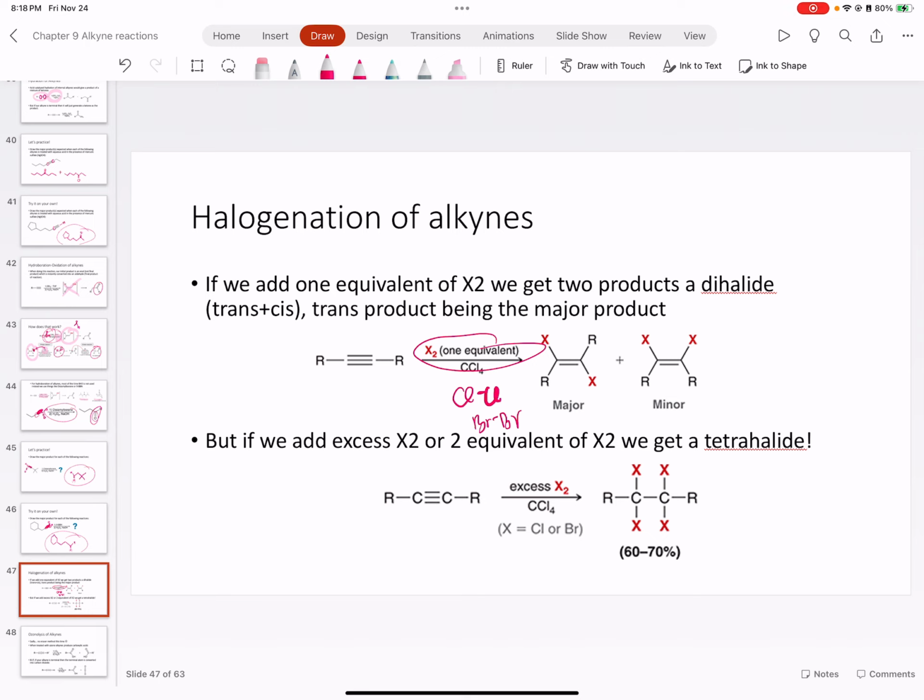it's going to go from alkyne to alkene. Alkenes can only do trans and cis, meaning that we're going to get two products, trans and cis, and trans is going to be our major product. So we're still adding those halogens across the double bond. It's just going to be trans and cis. But if we have two equivalents or excess, we just have a tetrahalide, and we don't care about stereochemistry by then.